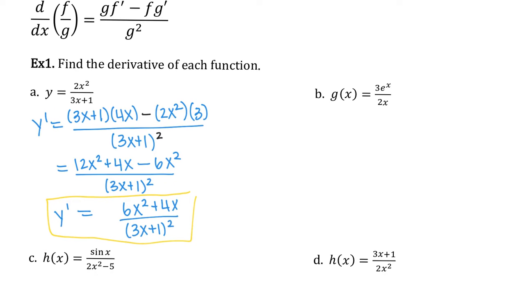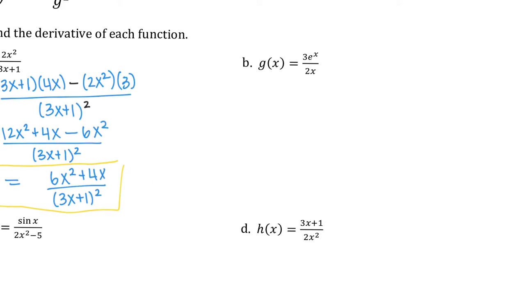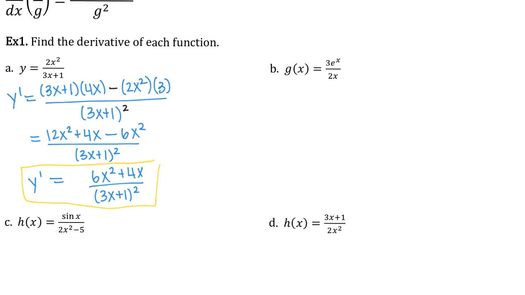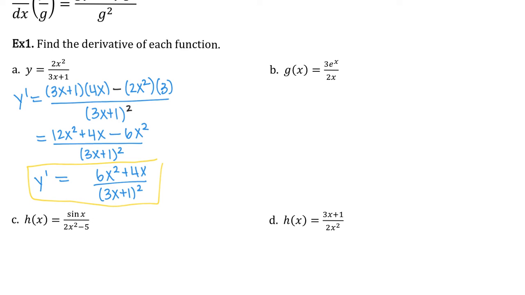Okay, let's go ahead and try B, and I'm going to do the same idea. It's a quotient, but together I don't have the derivative, so we'll take it apart. Okay, g prime x. Low d high minus high d low. Square the bottom, and away we go.